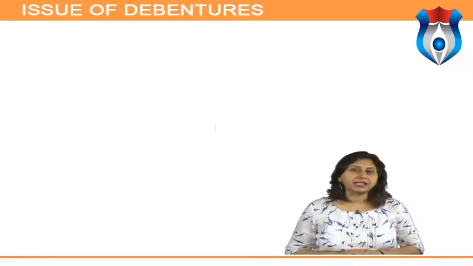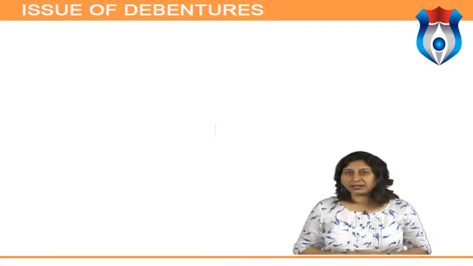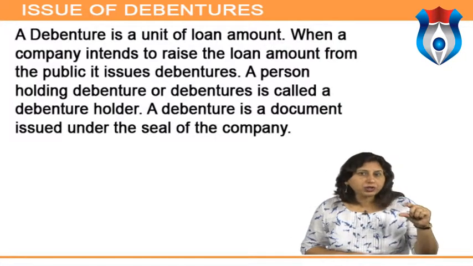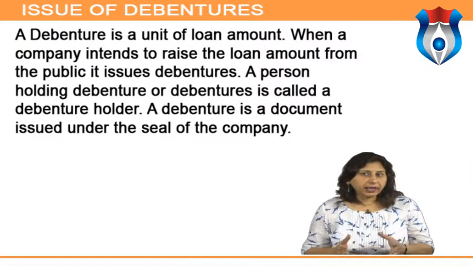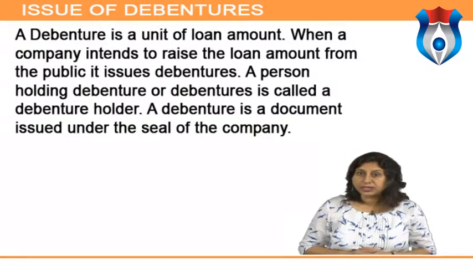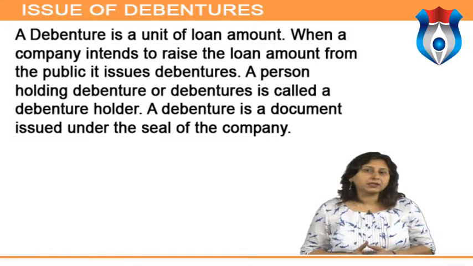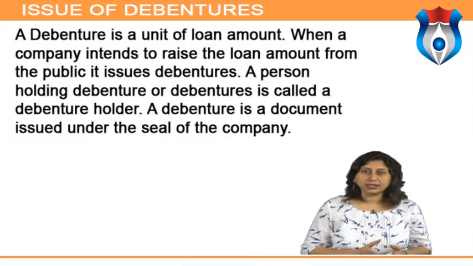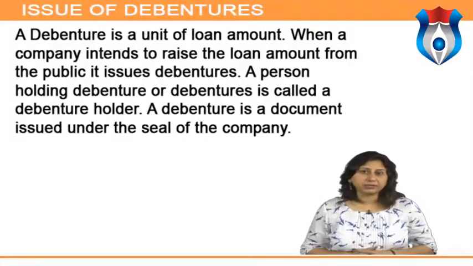Let us first understand what a debenture is. A debenture is a unit of loan amount. When a company intends to raise the loan amount from the public, it issues debentures. A person holding debenture or debentures is called a debenture holder.